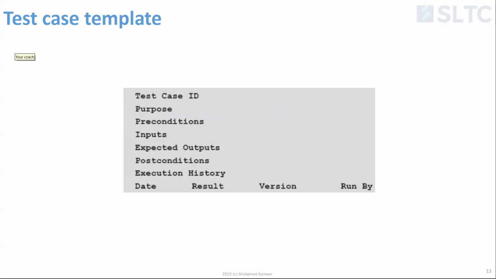Then what are the inputs required for this test? It may be numbers, names, whatever. And then expected output. After you give this input, what is the expectation? What should come? And also post condition. What does that mean? After you run the test, what should have happened to the system, the entire system?